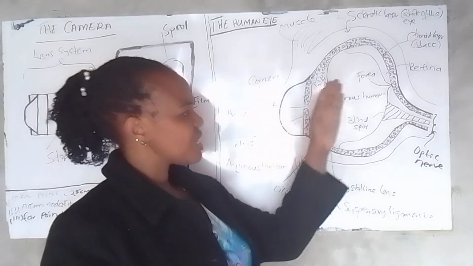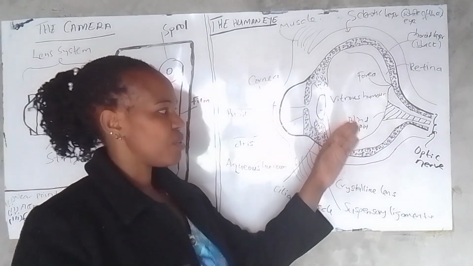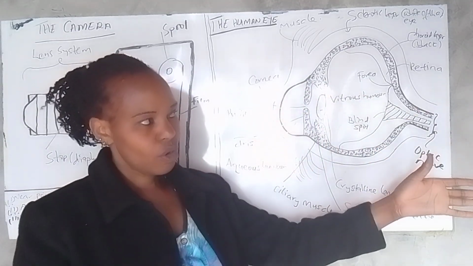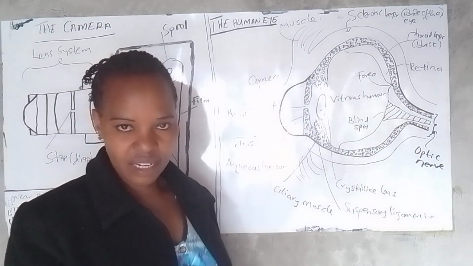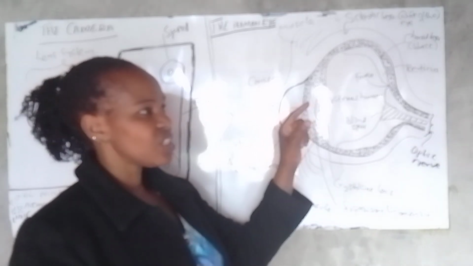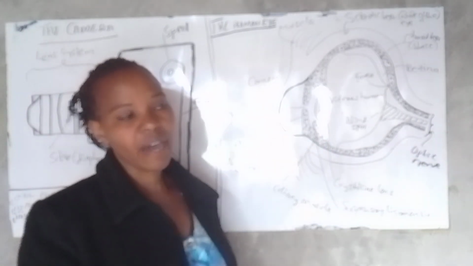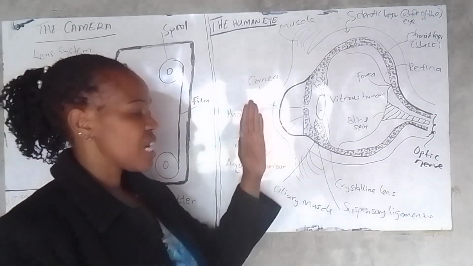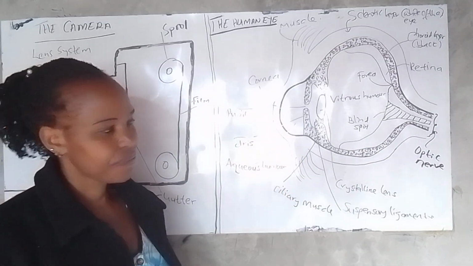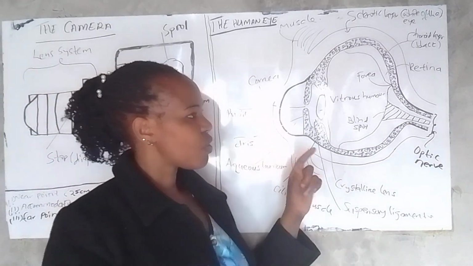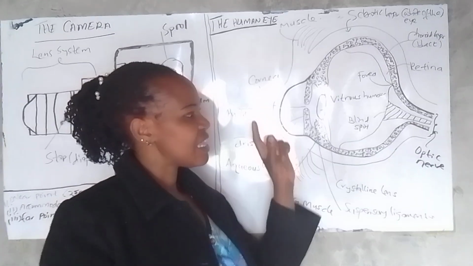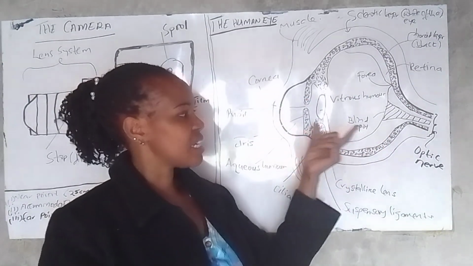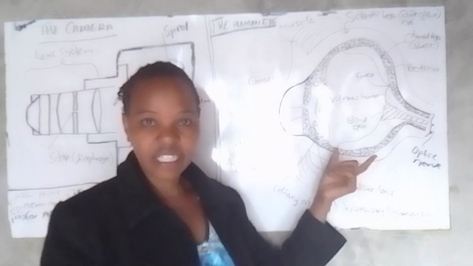So to accommodate objects, to be able to focus objects on the retina, both objects that are far and those that are near, we have to keep changing the focal length of our eye lens. And for that to happen, that is where the ciliary muscles come in. So we change the focal length, and as the focal length changes, the image falls on the retina regardless of the object distance.